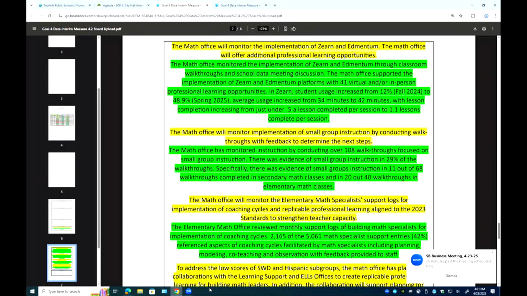And to address the scores of SWD and Hispanic subgroups, there were planned collaborations with learning support and the ESL office, and they did have those collaborations with both of them, and they supported the math leaders at Monthly Professional Learning and other strategic opportunities with ELS.